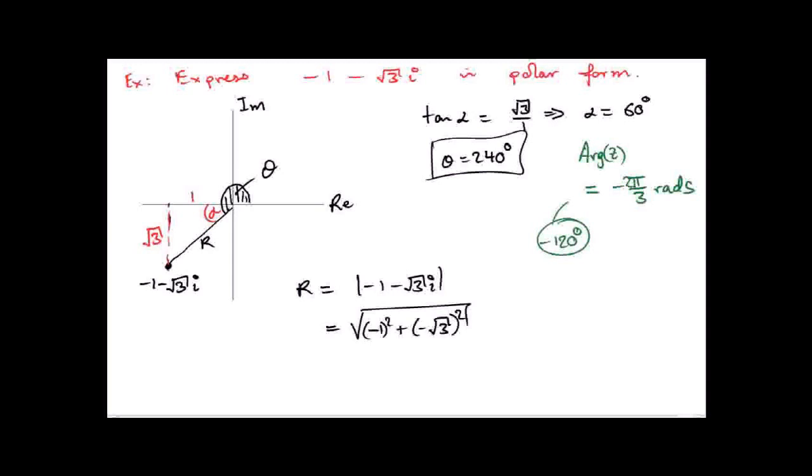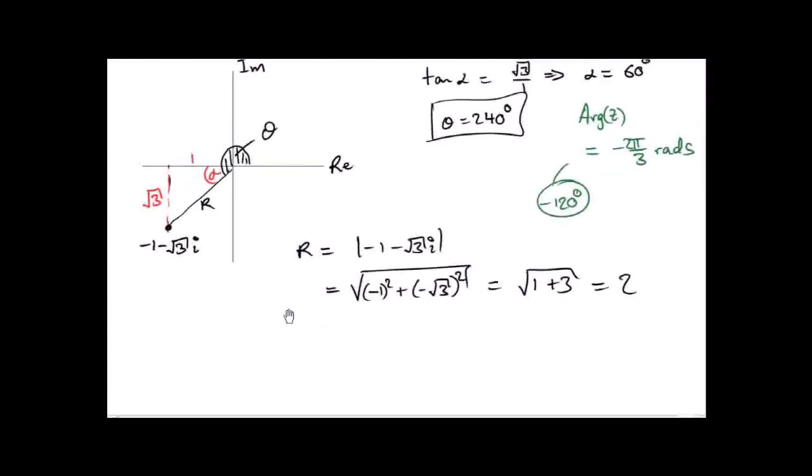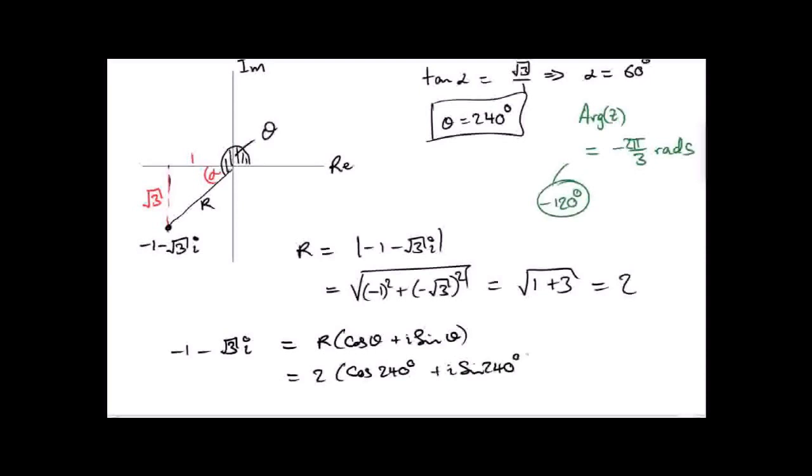So that's going to be the square root of 1 plus 3, which is the square root of 4, which is 2. Okay? So what's that mean? It means that our complex number minus 1 minus root 3i is equal to r into cos theta plus i sine theta. So that's going to be 2 into the cos of 240 plus i sine 240. Is that okay? Everybody all right? So that's the question totally done.